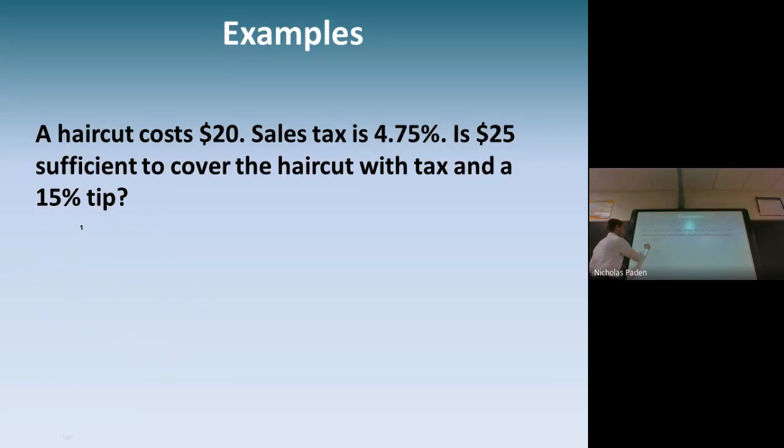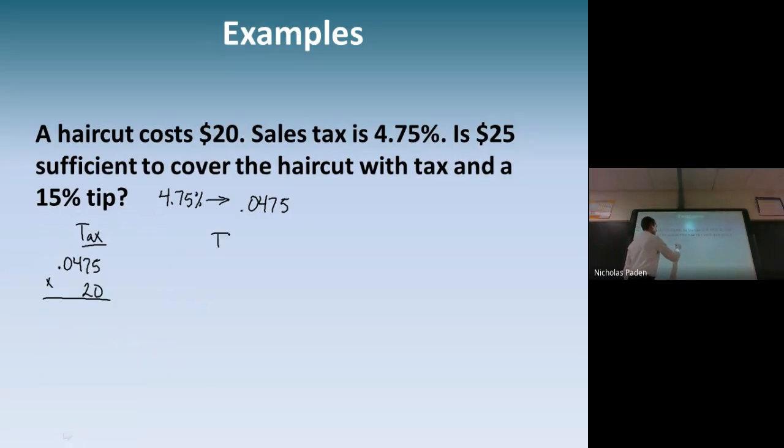That means what we're going to do is first find the tax, and the tax is going to be 4.75%. So we'll do this real quick. 4.75% is going to be 0.0475. We're going to do that times the $20 that it costs for the haircut. The next thing we're going to do is find the tip, and the tip is 15%. 15% would be 0.15. I'll write it right here. 15% tip is 0.15. We're going to do that 0.15 once again times the cost of the haircut. So notice that we're multiplying both the tax and the tip by $20. We don't add anything yet.